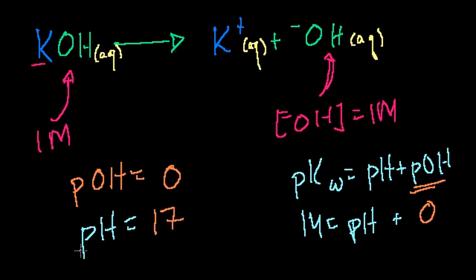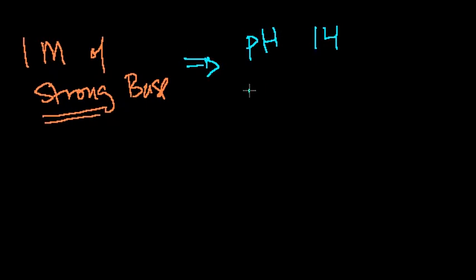So if you have 1 molar of, I used potassium hydroxide in this case, but if you have 1 molar of strong base, let me write that down. 1 molar of strong base. Remember, strong is kind of an official term in chemistry. It means complete dissociation. You have a pH of 14, and you have a pOH of 0.